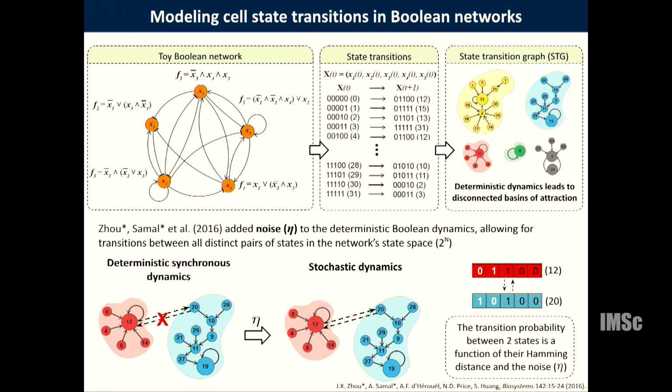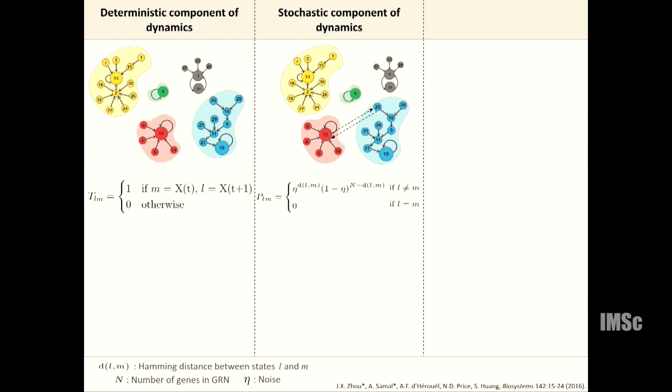The details are not important, but the probability that such a transition happens is a function of the Hamming distance, or how different the two states are. For example, the states 12 and 20 require two flips, so their Hamming distance is 2. The probability is proportional to this Hamming distance. If the states are very similar, that is, only one flip is required, the probability is higher. If more flips are required, the probability decreases. I don't want to go into the mathematics too much.